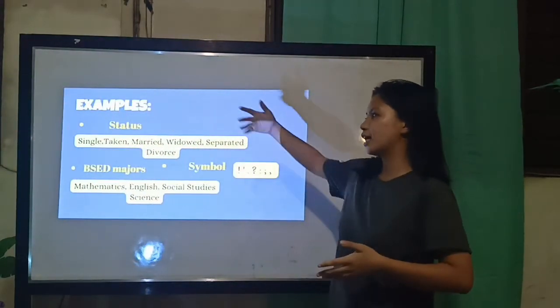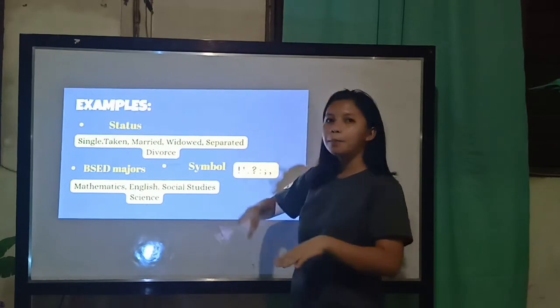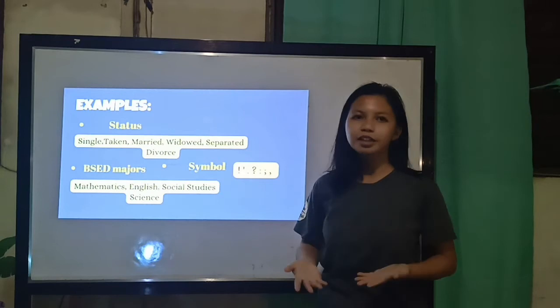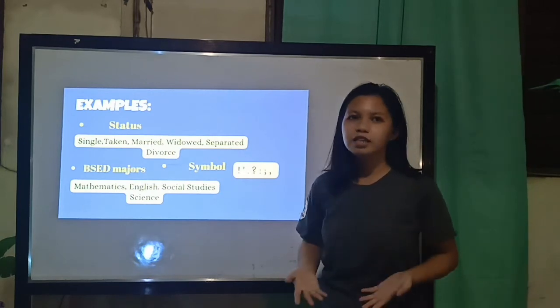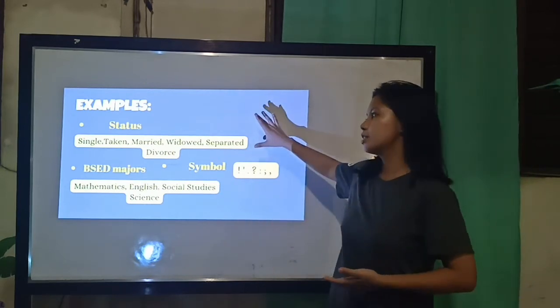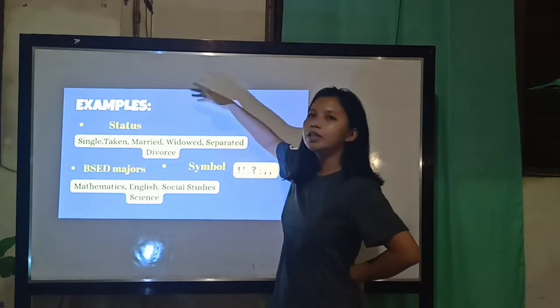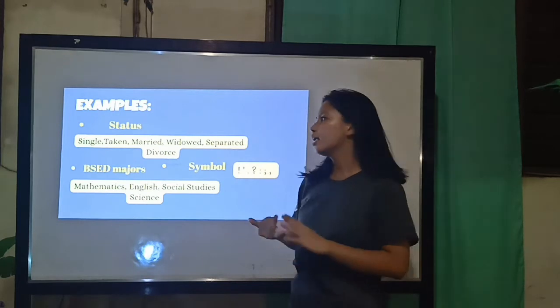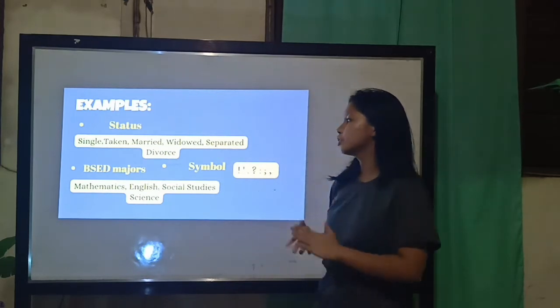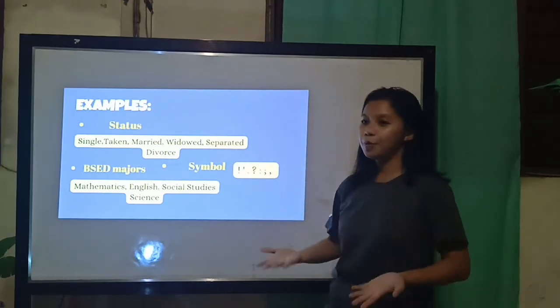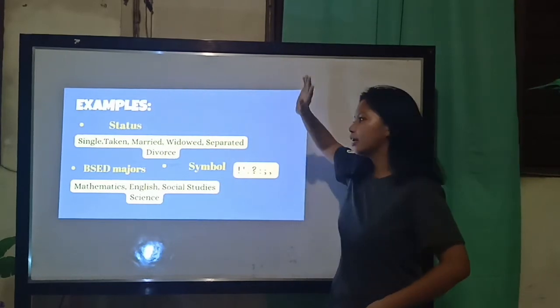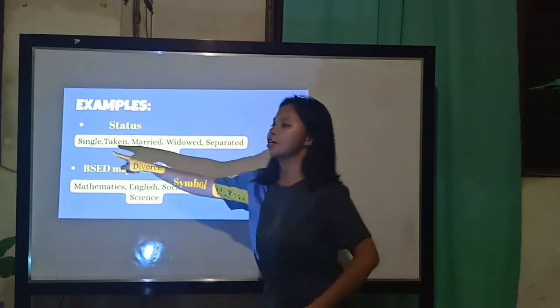First is status. Remember that the nominal level is not about ordering or hierarchy or anything. It is just categorized. So, the first example is status. For status, the data will be single, taken, married, widowed, separated, and divorced. So remember, our variable here is status and our data here is this.